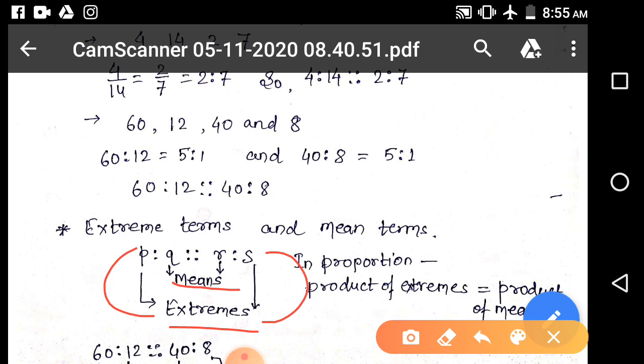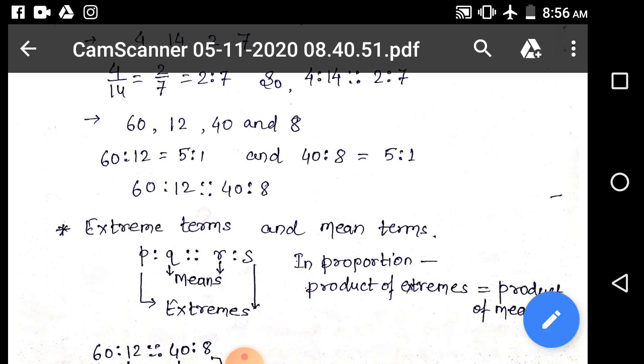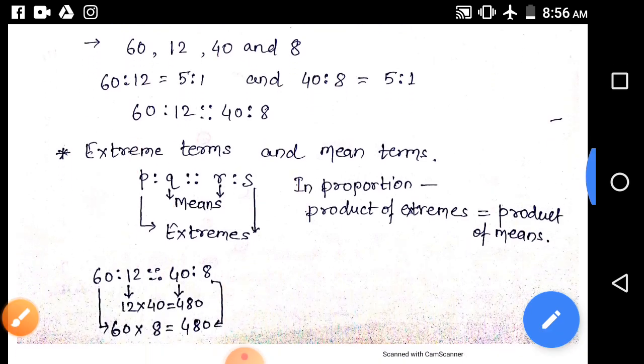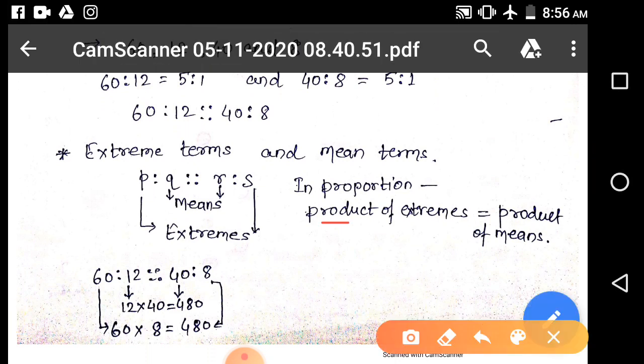When those terms are in proportion, there is a relation between the means and extremes, that is, the product of extremes is equal to the product of means. This is the relation. When those are in proportion, the product of extremes is equal to the product of means.